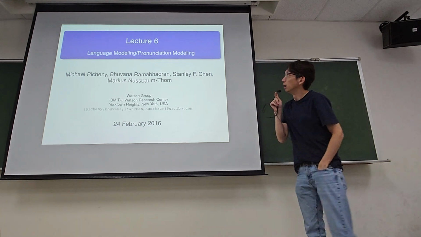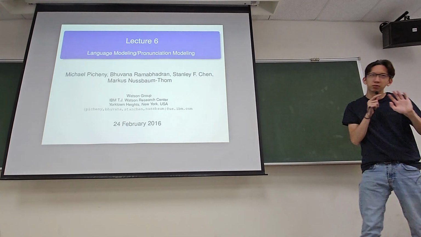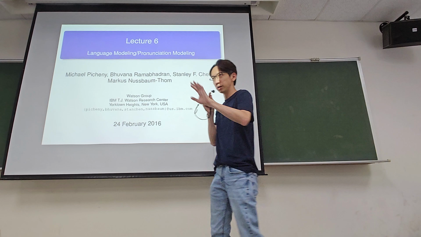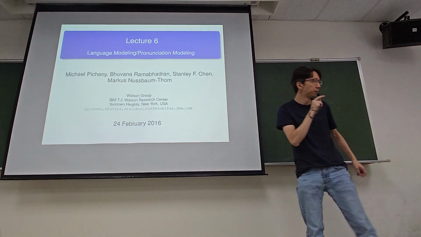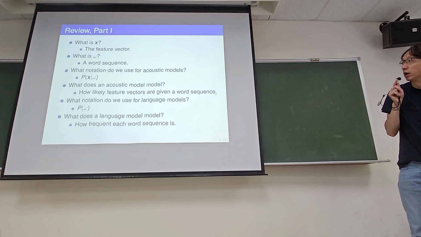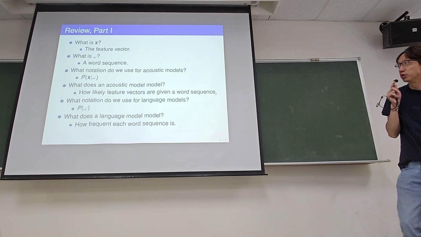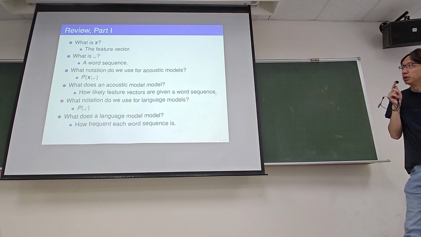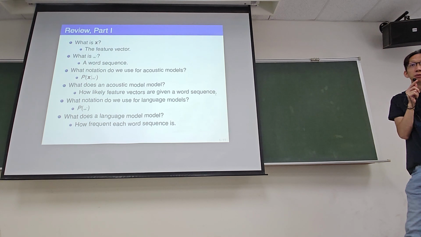Again, a language model, not the pronunciation model. We'll skip the pronunciation model for this course, but the language model is more important. I think we all know this: X is the feature vector, W is the word sequence, P of X given W is our HMM, which we call the acoustic model. Now we need the word language model, P of W.